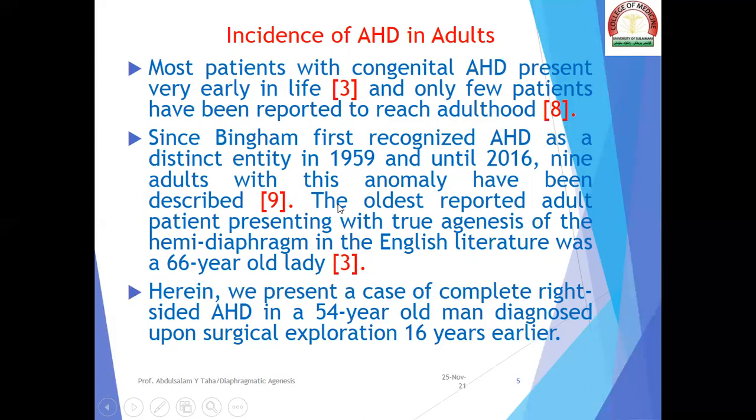The oldest reported adult patient presenting with true agenesis of the hemi-diaphragm in the English literature was a 66-year-old lady. Herein, we present a case of complete right-sided agenesis of the hemi-diaphragm in a 54-year-old man diagnosed upon surgical exploration 16 years earlier.